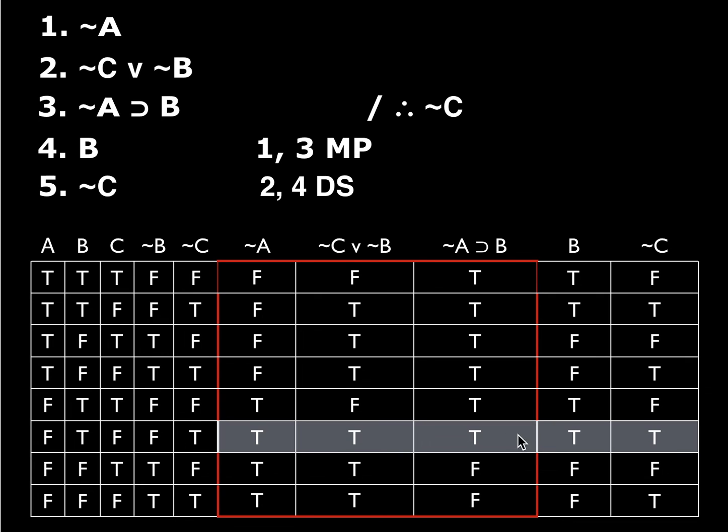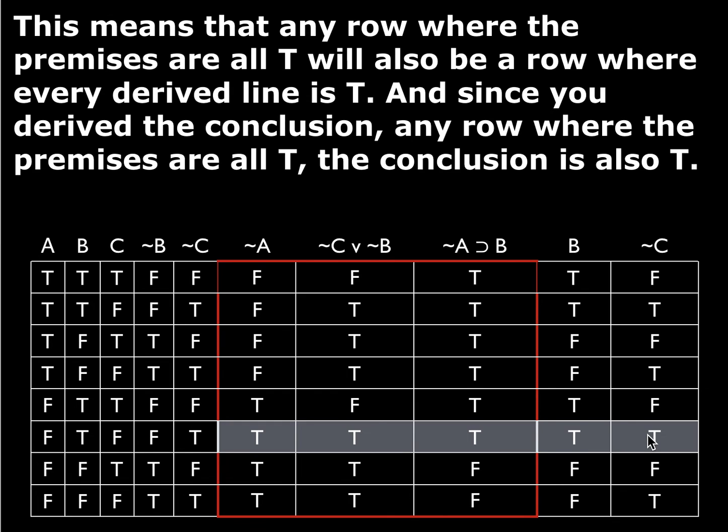So I've just extended this truth row from the premises through all of the derived lines, which means that any row where the premises are all true is also going to be a row where every derived line is true. And since you derived the conclusion, any row where the premises are true is going to be a row where the conclusion is also true. See? Because this will extend all the way out to the conclusion.